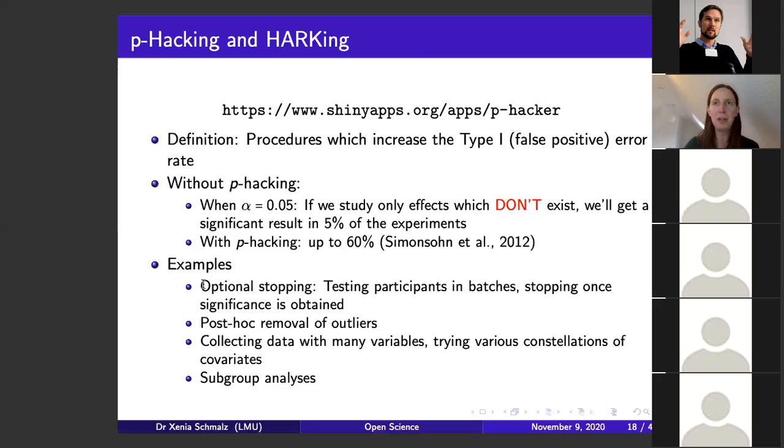So optional stopping, for example, means that you test 20 participants, you see if your effect is there in these 20 participants. If the effect is significant, if the p-value is smaller than 0.05, then you stop testing and you report it as a significant result. If not, you test another 10 participants and calculate the p-value again. Again, if it's not significant, you continue testing, etc.